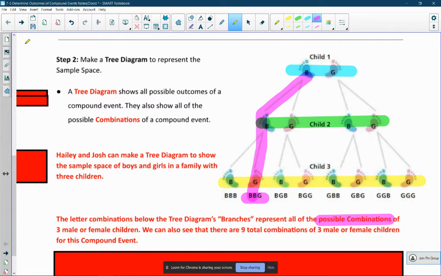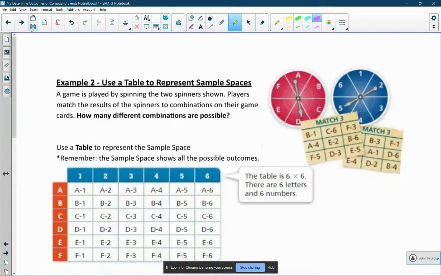So let's go ahead and move on to example 2. So example 2 says, use a table. So notice the first example, we use a tree diagram. Now we're going to use a table to represent sample spaces. Okay, so it says a game is played by spinning 2 spinners.